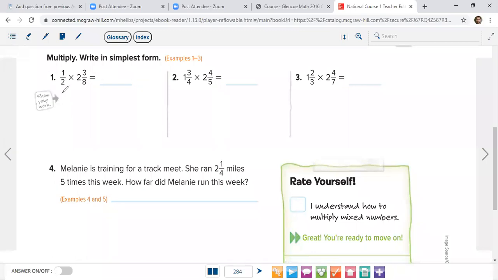In this problem, problem number 1, we leave the half as is, multiplied by, so here multiply then add, 8 times 2, 16, and 3, 19 over 8. So multiply the numerators will give you 19, multiply denominators will give you 16, and 19 over 16 will be 1 and 3 over 16.